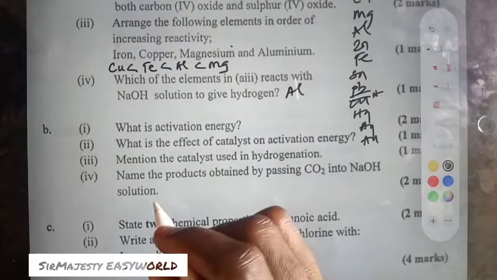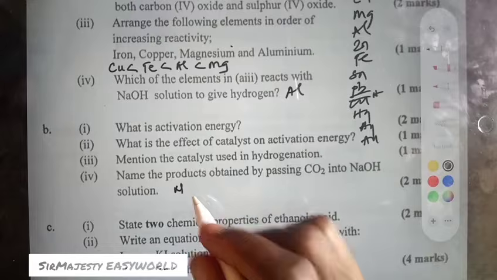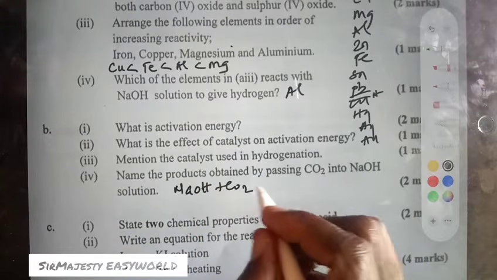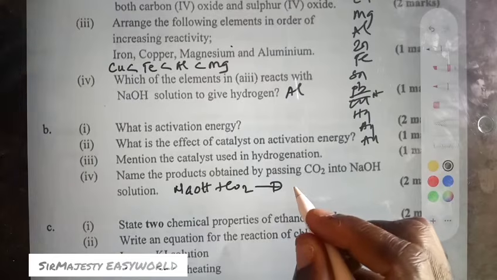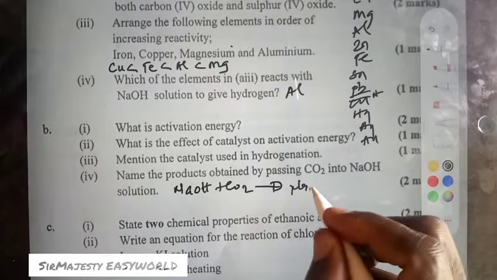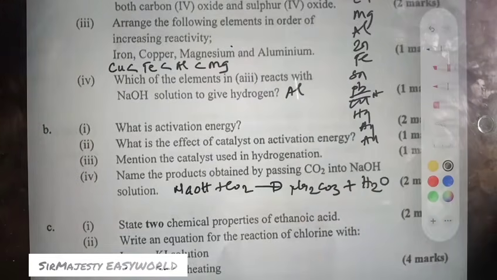When they just say passing CO2 into sodium hydroxide, the product obtained is a kind of neutralization reaction because CO2 is an acid anhydride. They say product plus CO2. So the products that will be obtained here are, a salt needs to be formed, which is sodium trioxocarbonate IV plus water. So these are the products obtained.